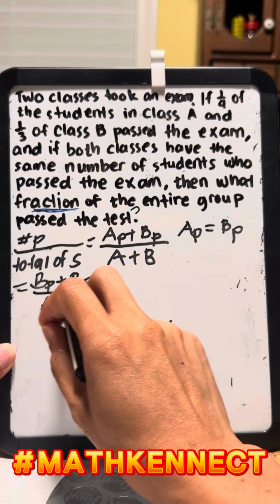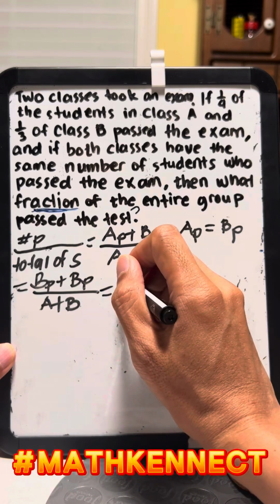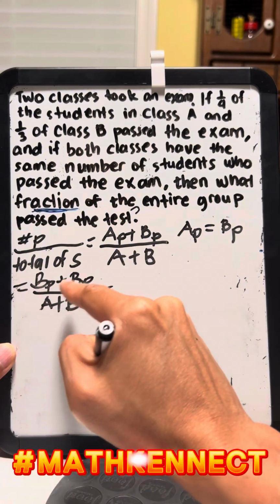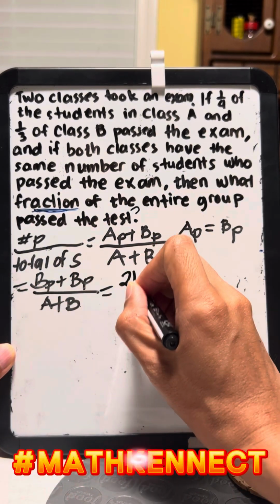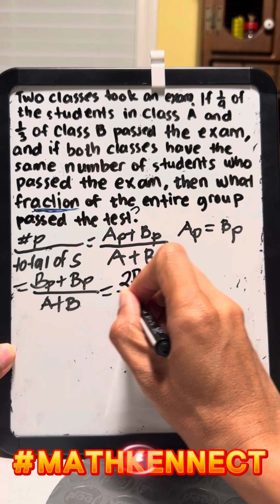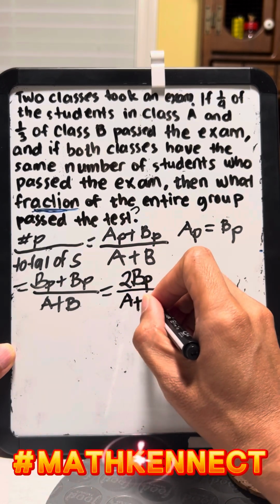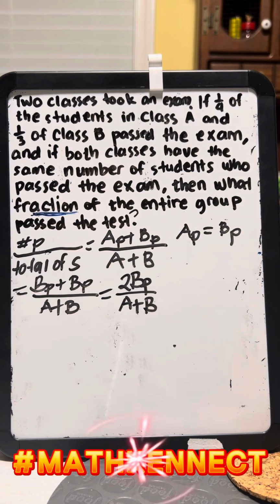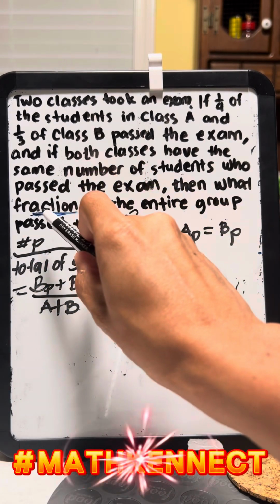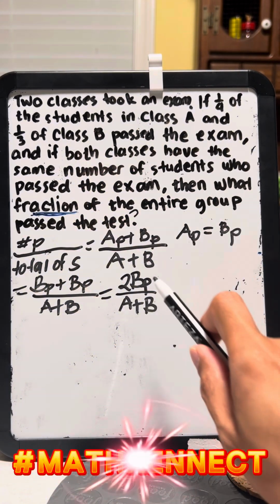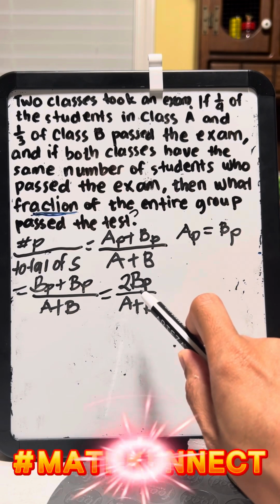So we can now combine these two terms because they are similar. So we have BP plus BP, that means there are 2 BP over A plus B. But remember, our answer should be in fraction form and it should be a number, not letters. So we need to replace all these variables by a number.